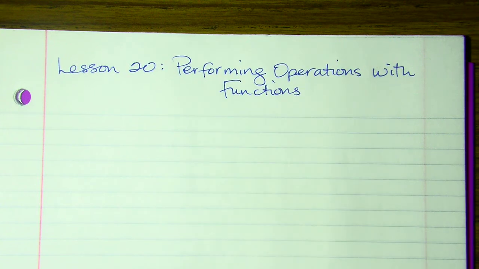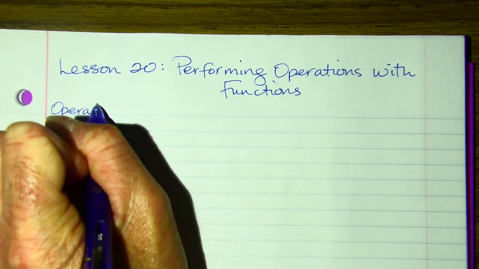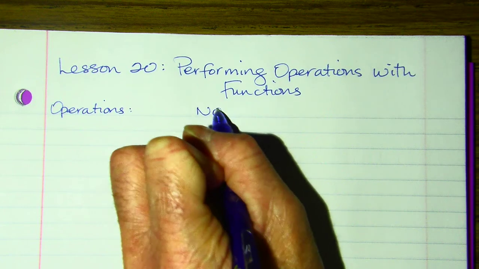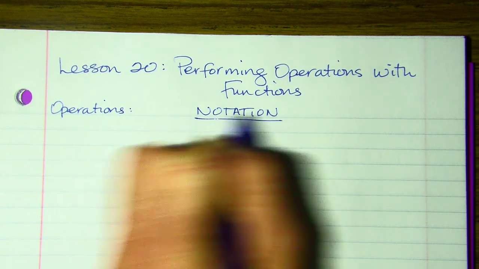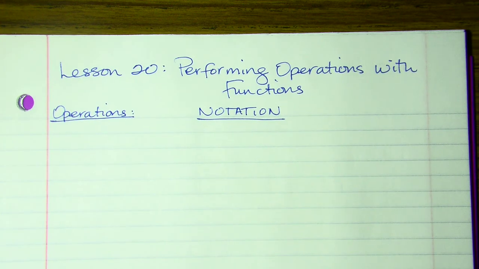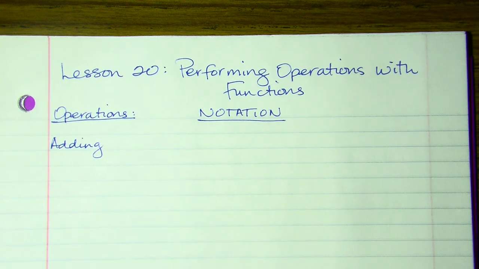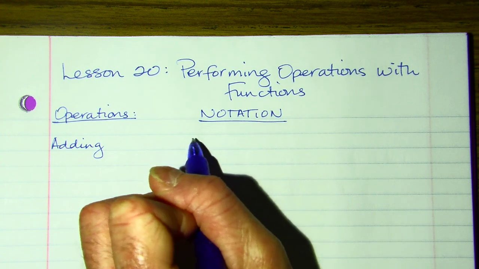So the first thing I'm going to go over is notation. So there are operations, and there are specific ways that a book will notate that. So we're going to go over how it will write it, because in math, people like to use the least amount of words as possible, so they'll use notations. So when I am adding two functions, or maybe even three, I can notate it two different ways.